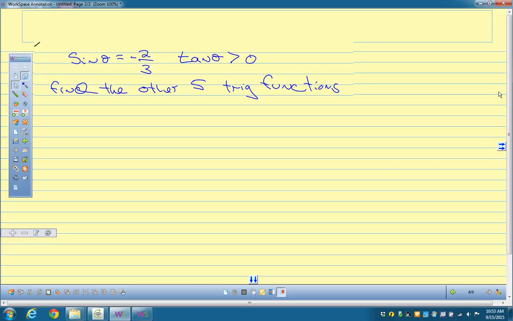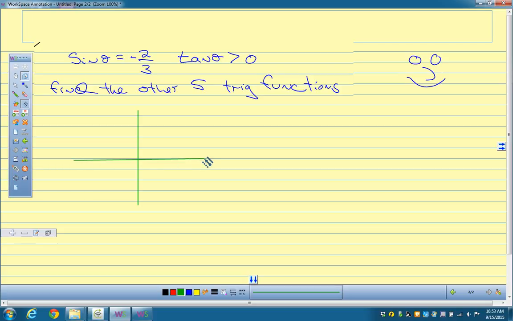So find the other 5 trig functions. If I have something like this, probably what I want to do is draw a picture. Not that kind of picture, a picture of a circle. So I'm so funny. You want to draw a picture of a circle, and you want to put it like that.